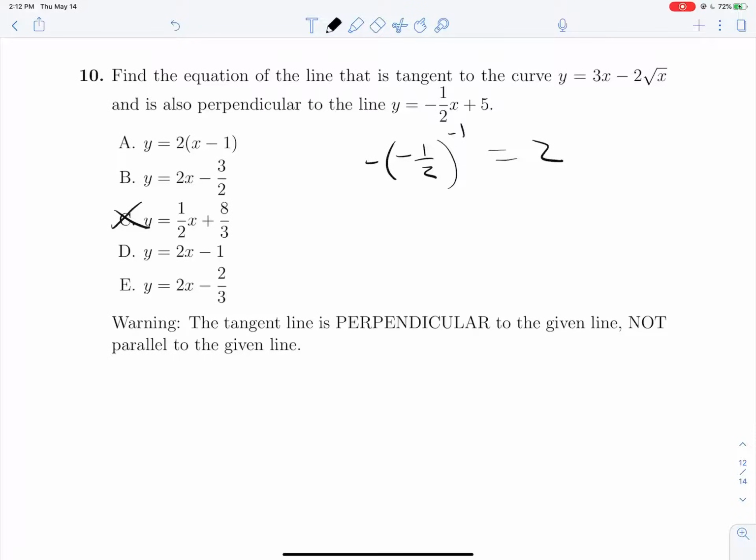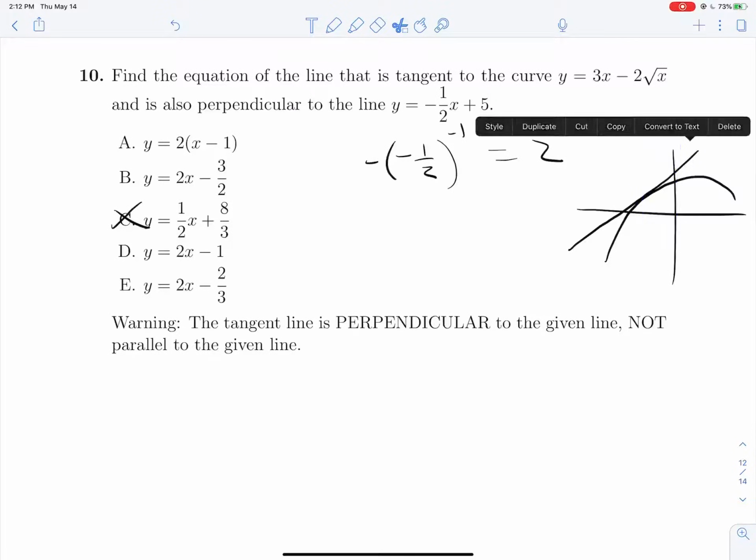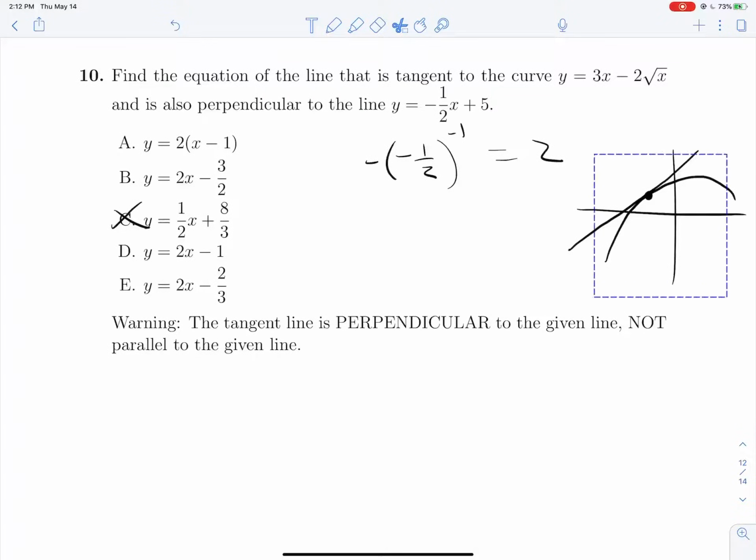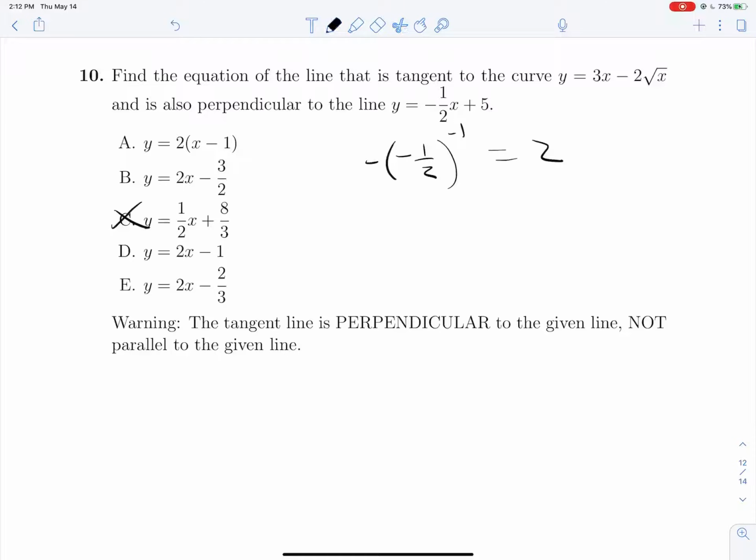So this line is only going to be tangent to this curve when the slope of this curve is equal to 2. And you can kind of see that visually. If we have some function here and we have a line that we want to be tangent, look, the only place that that line will be tangent is where the slope of the curve we're trying to be tangent to is equal to the slope of that line. So let's figure out for what x values this curve has a slope of 2.